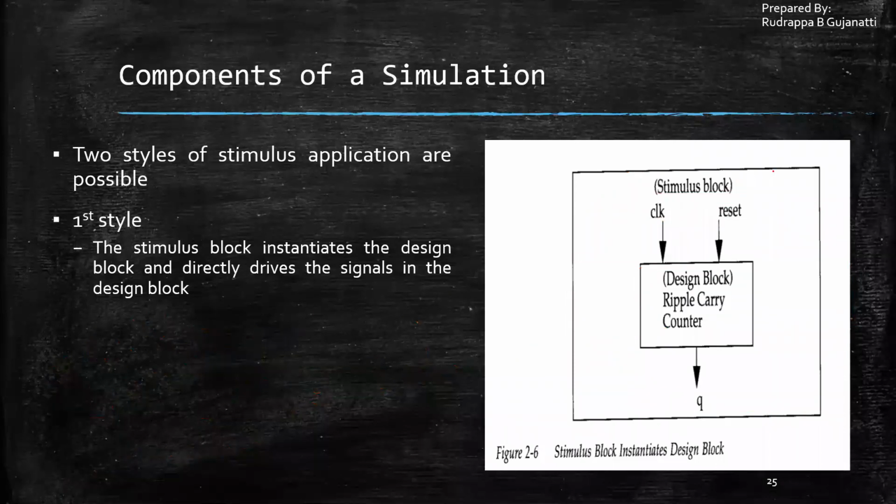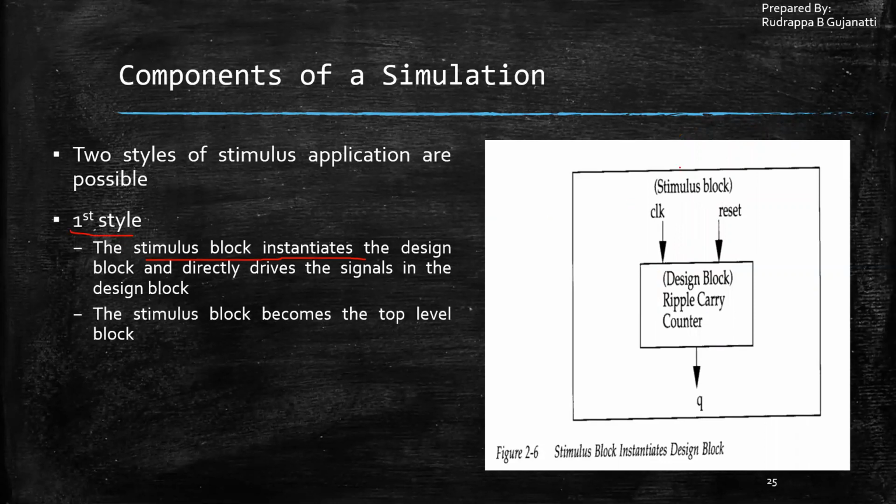So here the stimulus block becomes the top level block. Stimulus block itself is creating instances of this, so it is like creating sub blocks of this one. The stimulus block in the first style is the highest level, that is the top level block. So the stimulus block is basically the top level block in this case.